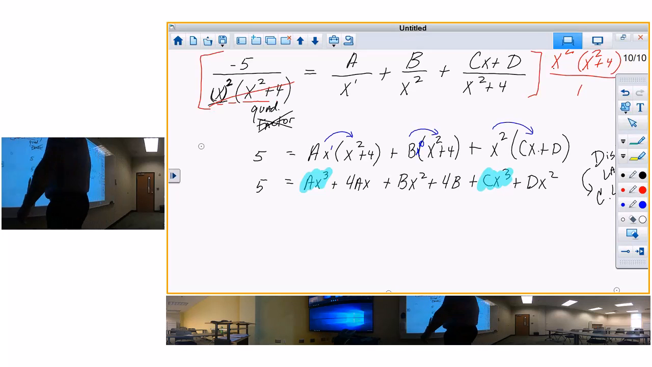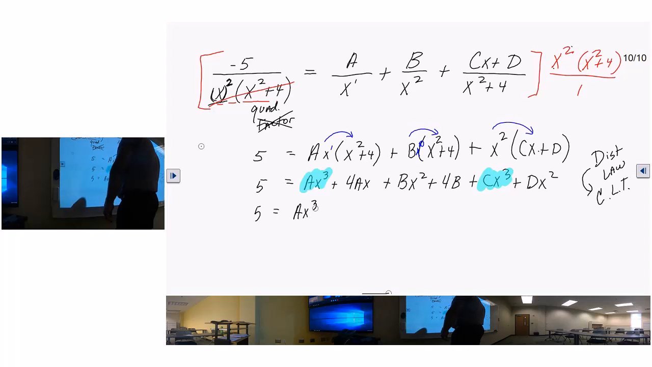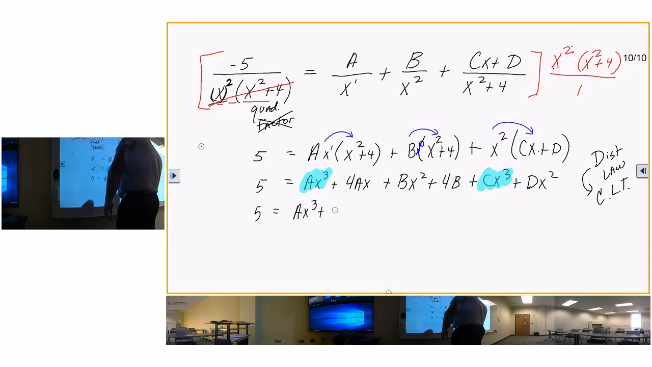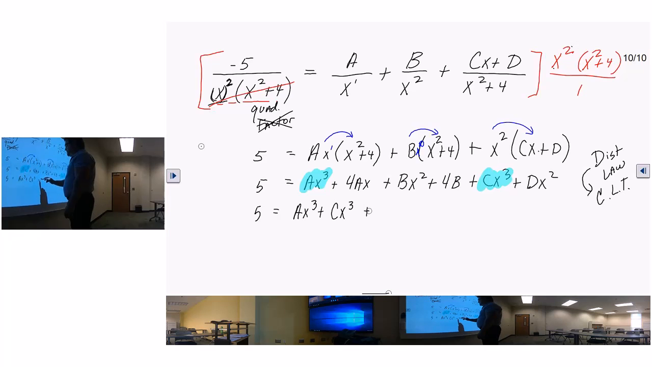5 is equal to ax cubed plus cx cubed. All right, next one is 4ax. Nothing. Plus 4ax.